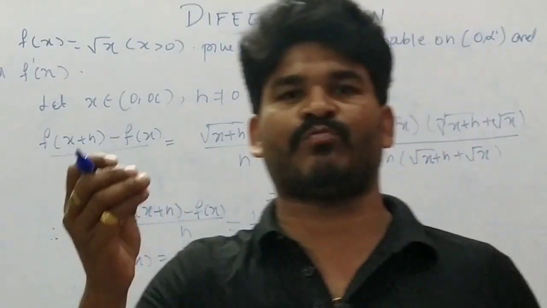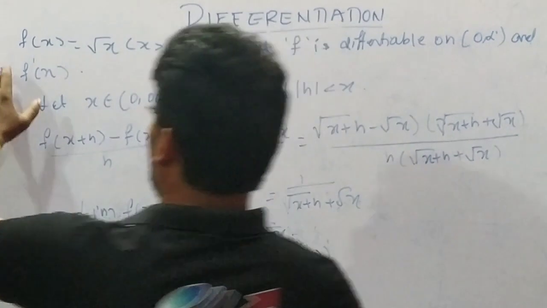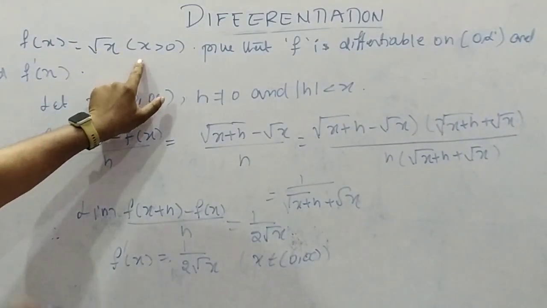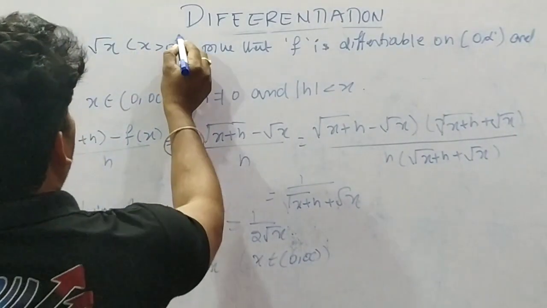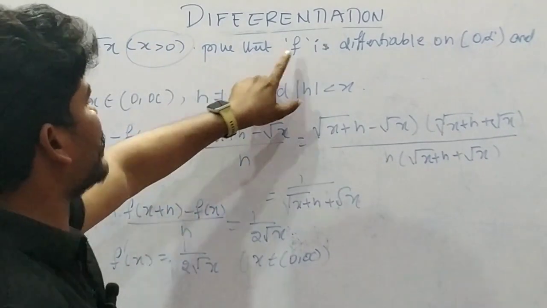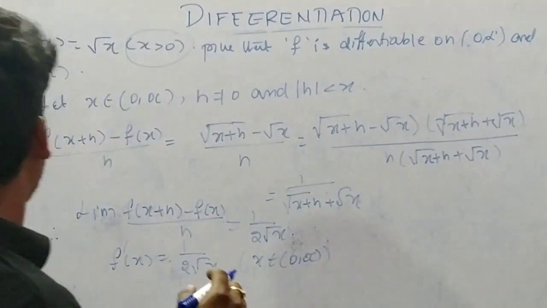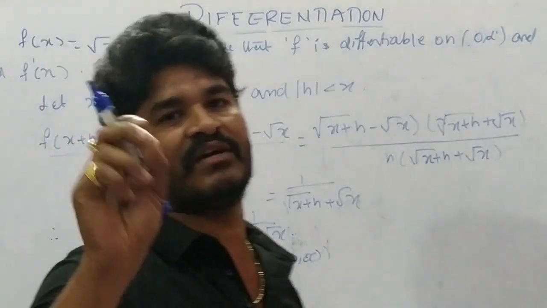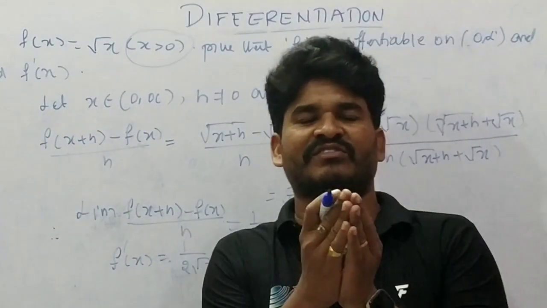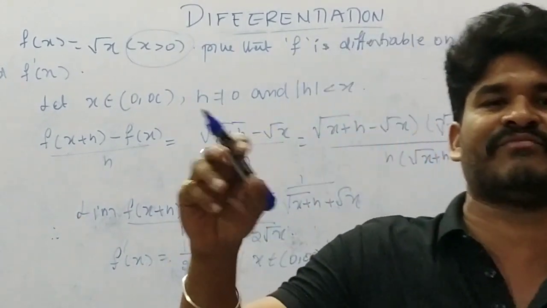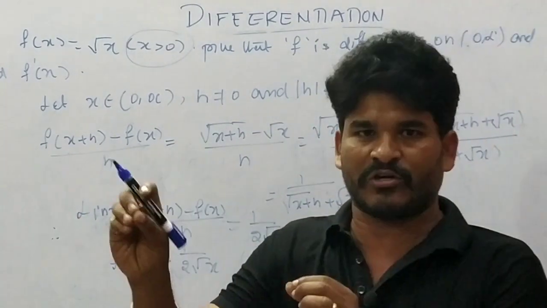Next one we will discuss one small example for differentiation. Here the problem is given f of x equal to root x, where x greater than 0. Prove that f is differentiable on (0, infinity), and we are going to find f dash of x. So we know that f dash of x equals the limit as h tends to 0 of f of x plus h minus f of x divided by h.